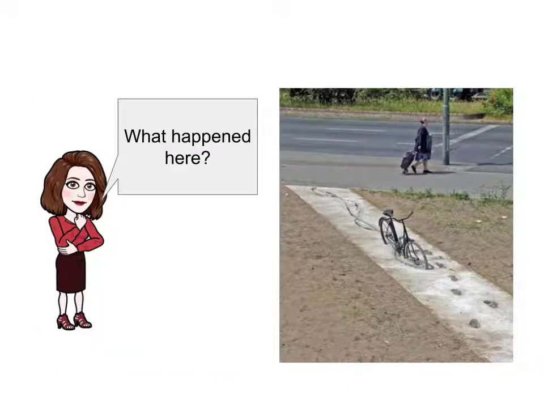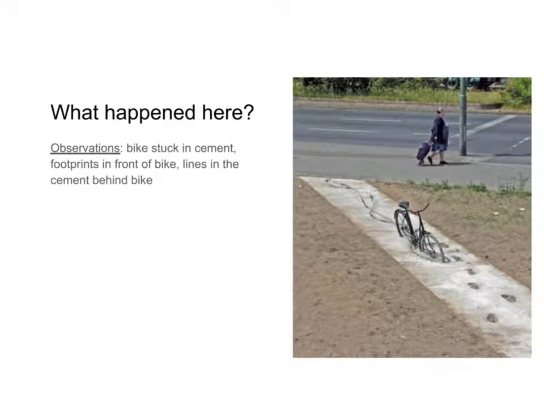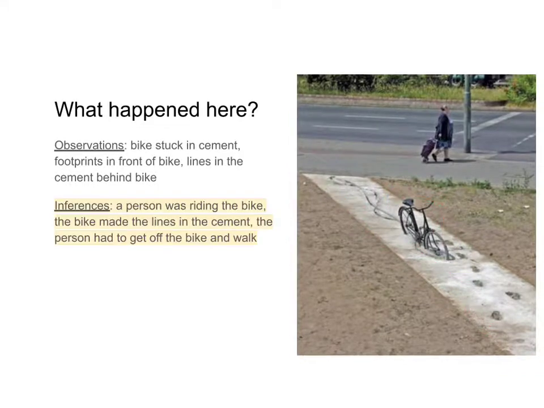So we've talked through a couple steps here. So let's try to apply these multiple parts to a new example. What happened here? That's our question that we're trying to solve. We start off with just observations. I can see that there is a bike stuck in cement. I see that we have footprints that are in front of the bike. There are lines in the cement behind the bike, right? These are just things that I can see, touch, or feel.